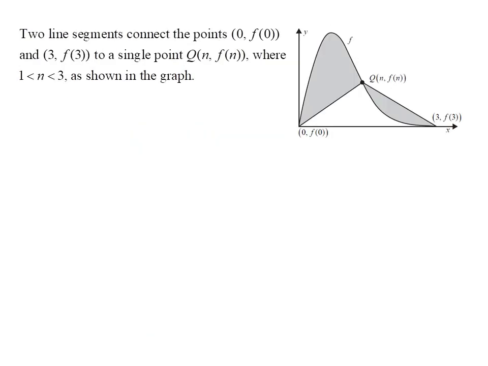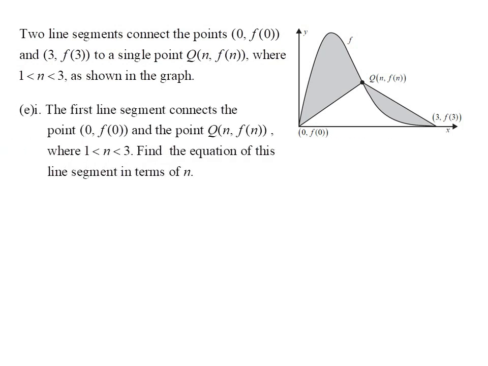Now, 2 line segments connect the points 0, f of 0 and 3, f of 3 to a single point Q with coordinates n, f of n, where n is between 1 and 3, as shown in the graph. There are 3 subparts in Part E. Subpart 1, the first line segment connects the point 0, f of 0 and the point Q, where n is between 1 and 3. The question in subpart 1 is to find the equation of this line segment in terms of n.